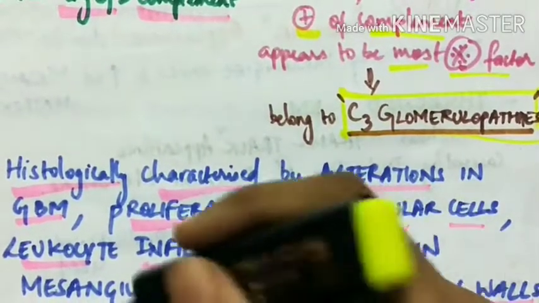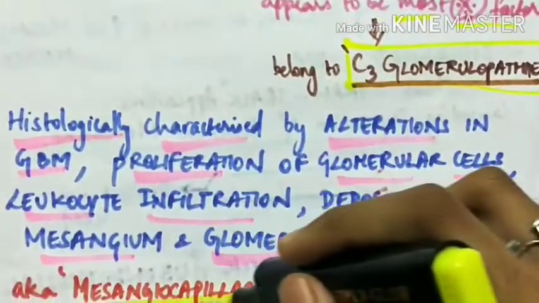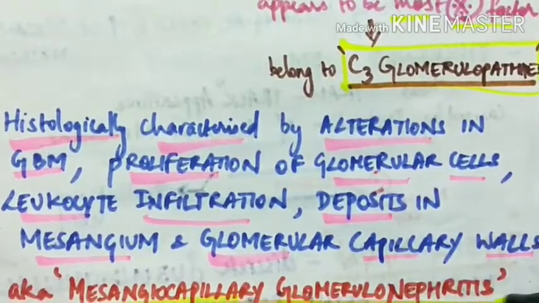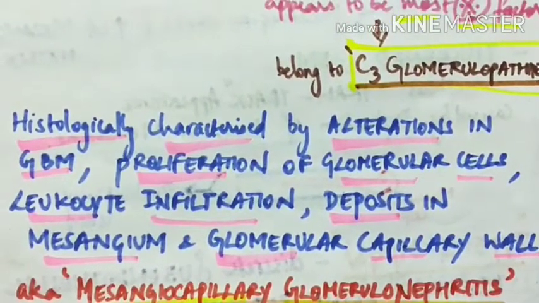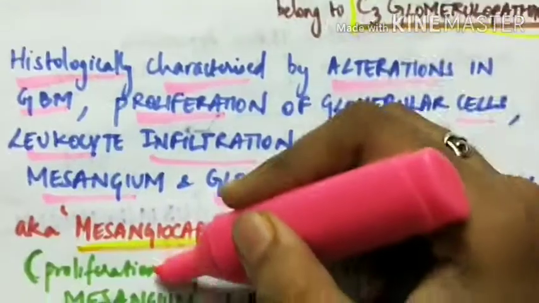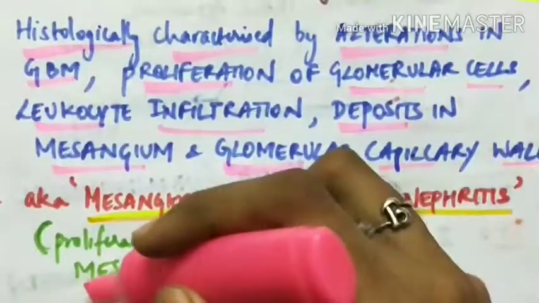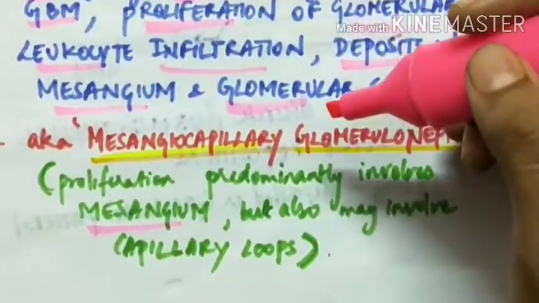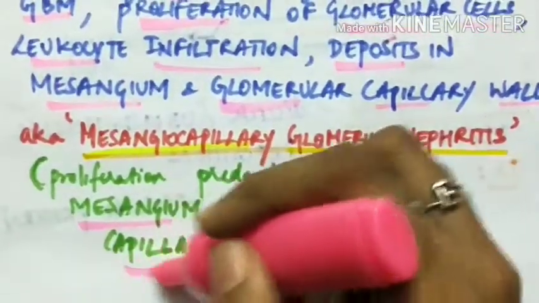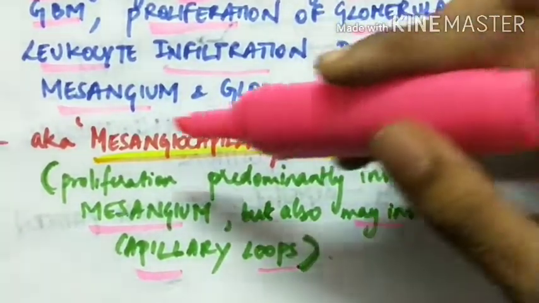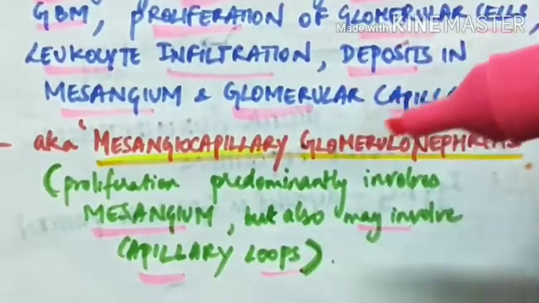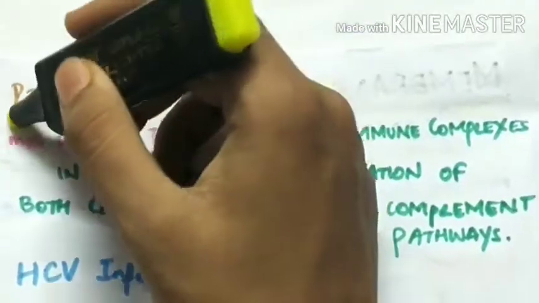MPGN is also called mesangiocapillary glomerulonephritis. This is because the proliferation predominantly involves the mesangium, but also it may involve the capillary loops. So this is called mesangiocapillary glomerulonephritis.